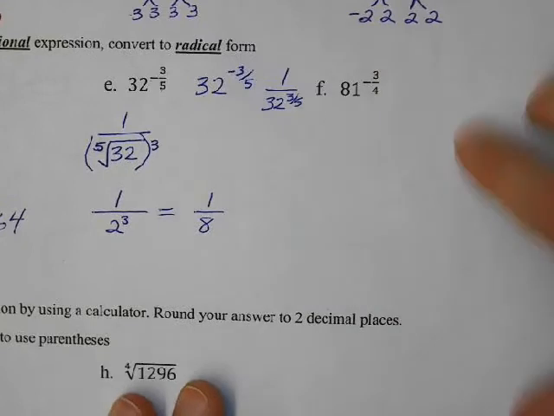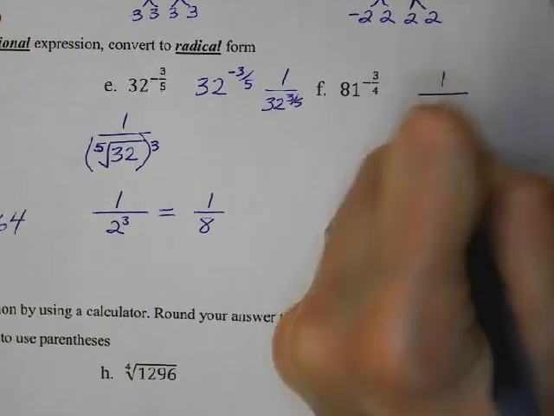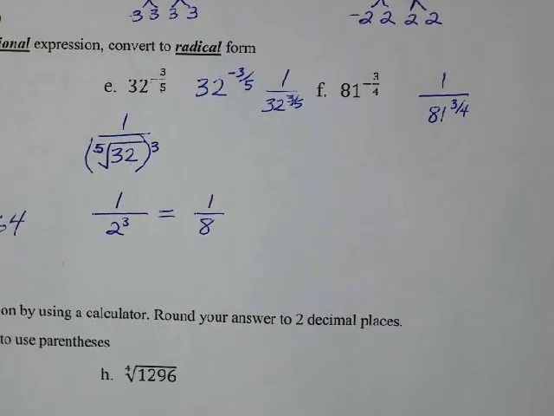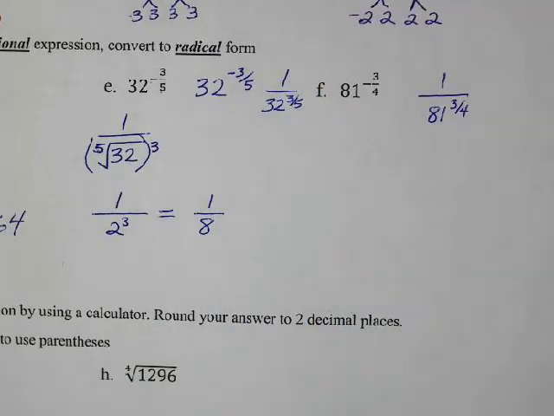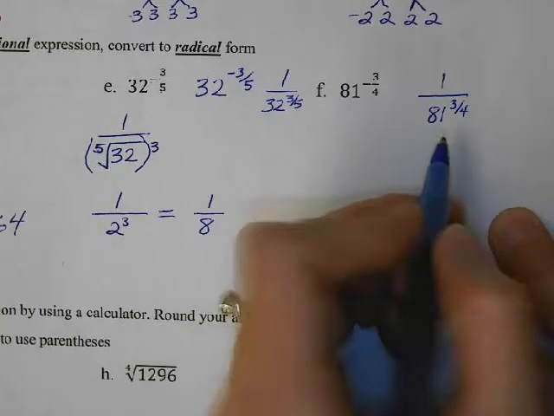Okay, it'll be the same type of deal on this one. You have another negative exponent, so it's going to be 1 over 81 to the 3/4 power. Whenever you encounter negative exponents, you have to fix it. Just move it to the denominator. Now it's not a negative power anymore. It's just 1 over 81 to the 3/4.